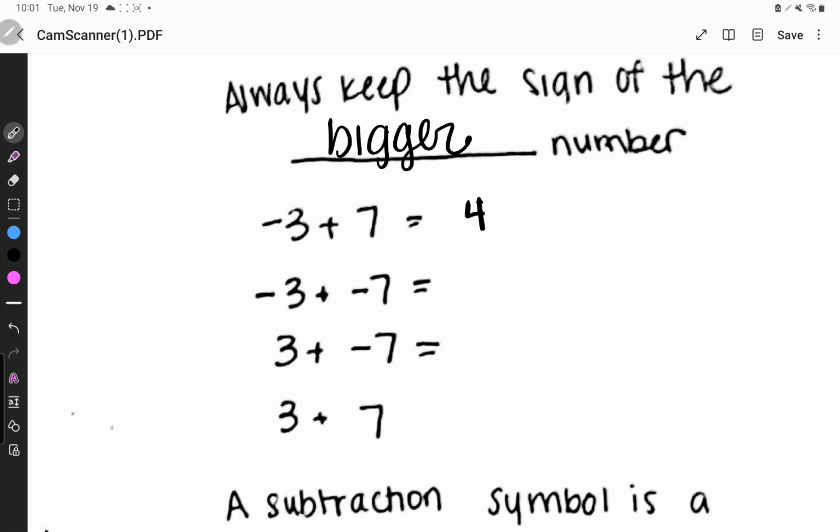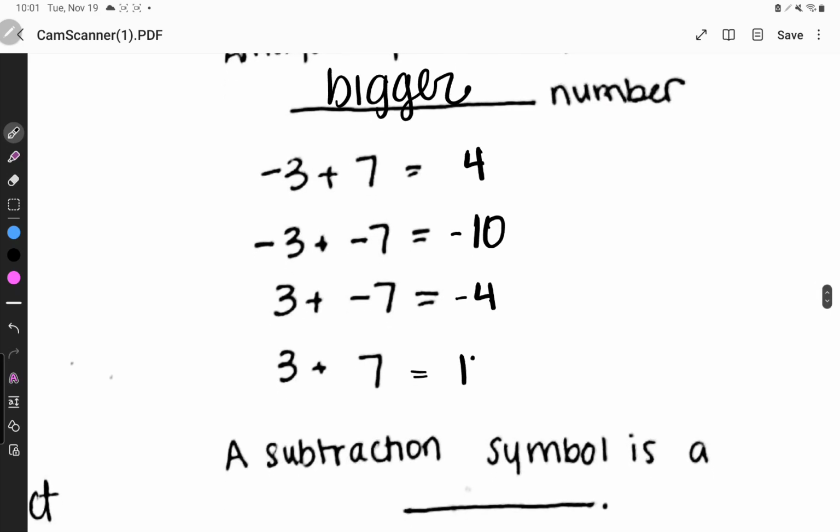The next one, you have two negatives. Same signs, add. 3 plus 7 is 10, and then you keep the sign of the bigger number. The bigger number here is 7, so it's a negative. The next one, we have two different signs, and so I subtract, and then I keep the sign of the bigger number. The bigger number is 7, so I have -4. And then on the last one, you have two positives, and so you add, and you keep the sign of the bigger number, and so it is a positive 10.